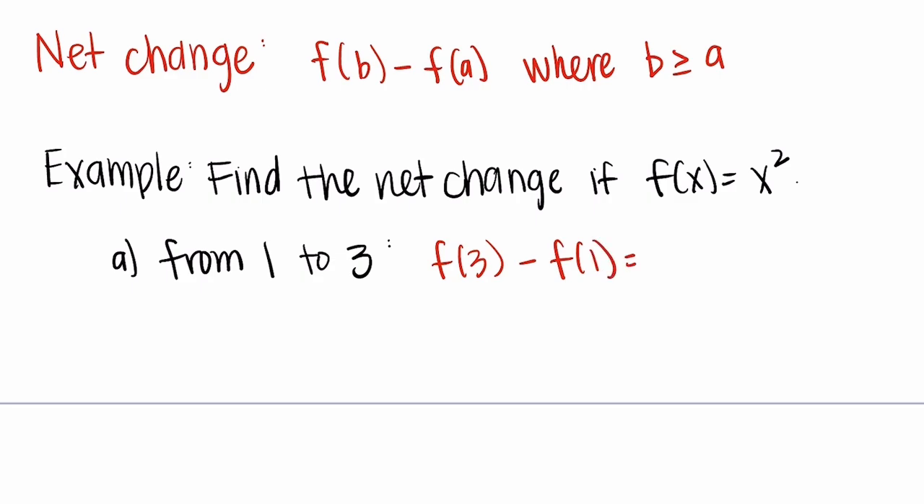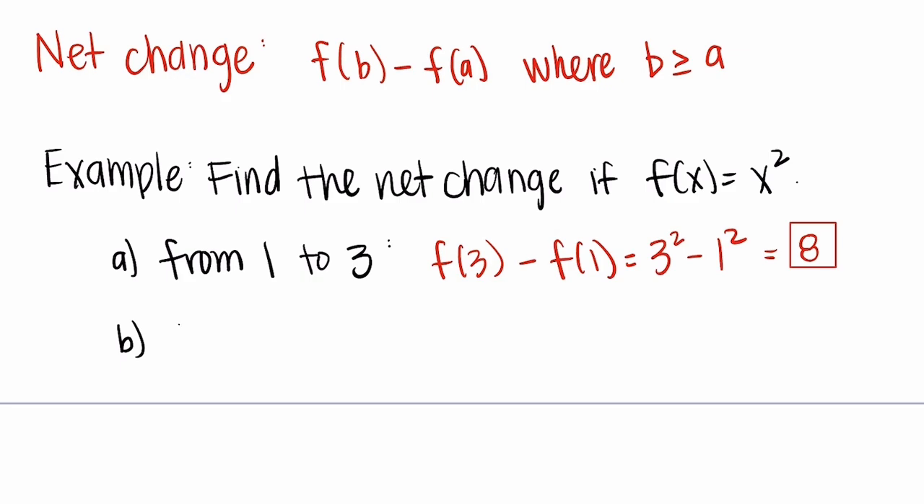So we just plug in your 3, plug in your 1, subtract them. So it'll be 3 squared minus 1 squared. That's 9 minus 1, which is just 8. Questions on that one? Okay.